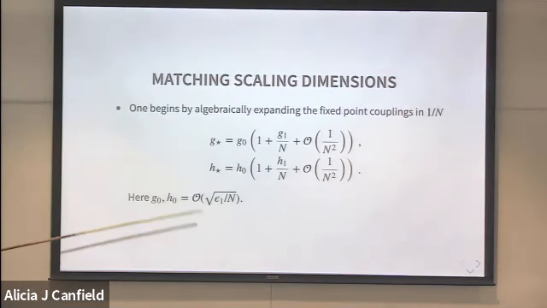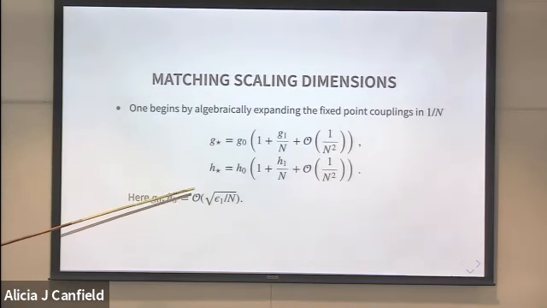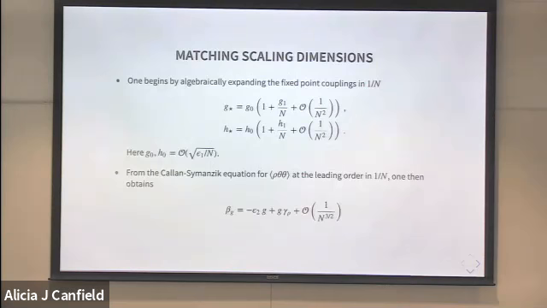So this is a somewhat educated guess about how the fixed point couplings are going to behave once we expand them in 1 over n. There's an epsilon expansion, but if we expand them in 1 over n, this is how they would behave. That's pretty easy. It's a 1 over n expansion, and the leading order scales as 1 over square root of n. And let's look at the Callan-Symanzik equation for the rho theta 3-point function.